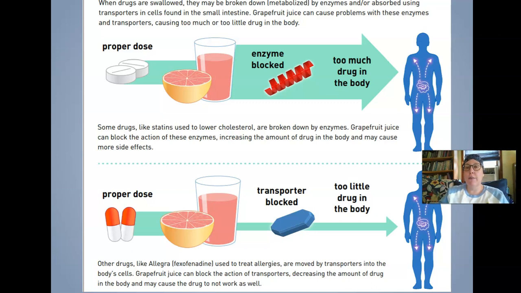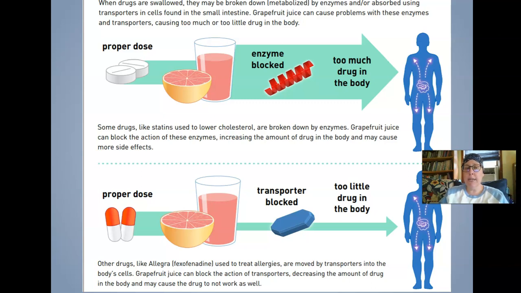Okay. Grapefruit juice can cause problems with the enzymes or the transporters, causing either too much or too little of the drug in the body. So you would take a proper dose of the drug, and you are taking it with some grapefruit juice, because that's what you have in your fridge. And the grapefruit juice is going to block the enzyme that normally clears the drug, and you'll end up with too much drug in the body. So statins are one of them that does that.